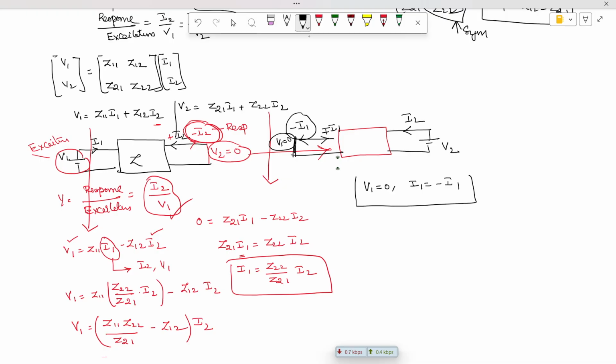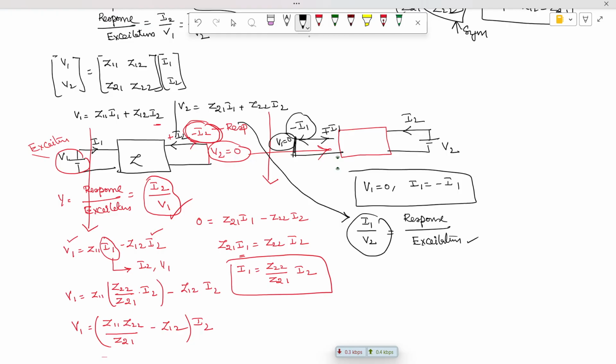So by substituting these two in this fundamental equation, what we need to find out is the response. What is the response here? I1 divided by the excitation. What are we exciting? The I1 by V2 ratio. This is called the response to excitation ratio. The procedure of learning is to watch the video very carefully, then take a white paper and try to do the same procedure. Then you will get the confidence in what and how we are doing.